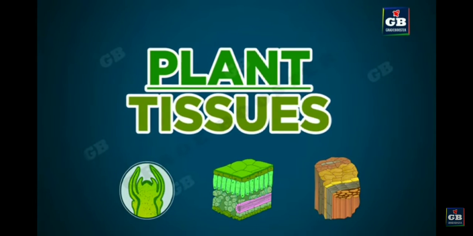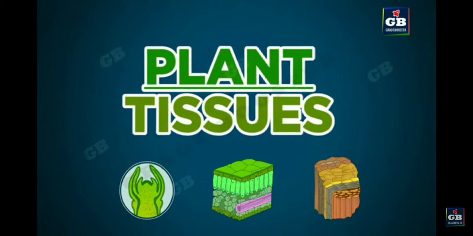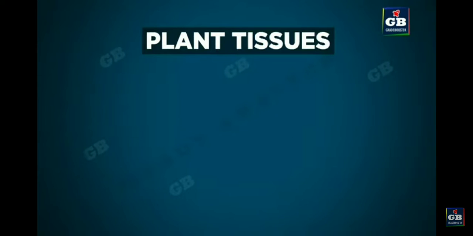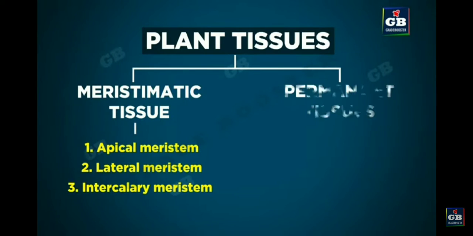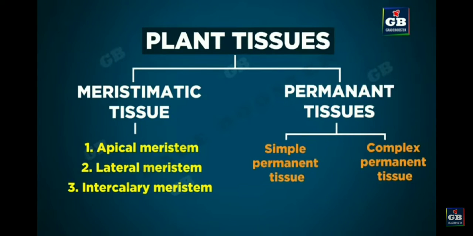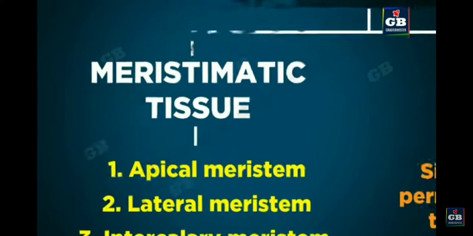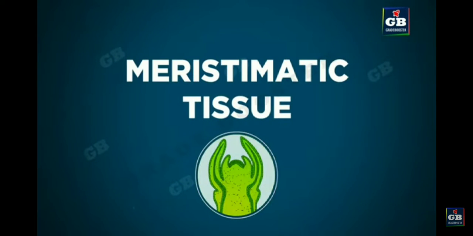In this video, we will learn about plant tissues. Plant tissues are mainly divided into two groups. The first one is meristematic tissue and the second one is permanent tissue. First, let us learn about meristematic tissue.